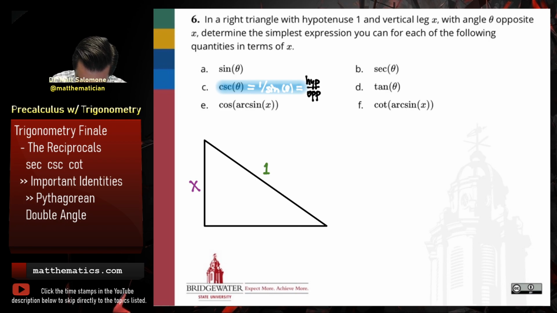And so theta, I forgot to draw this in the question, right? Theta is the angle that's opposite the x, right? So the hypotenuse is 1. The opposite side to theta has length x. And so the cosecant of theta is going to have the length 1 over x.